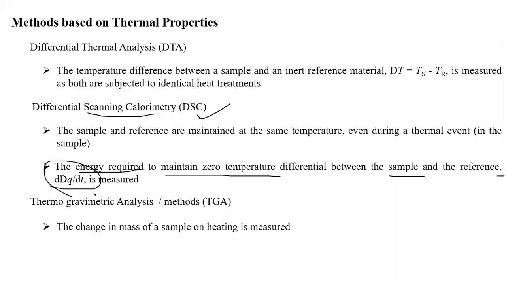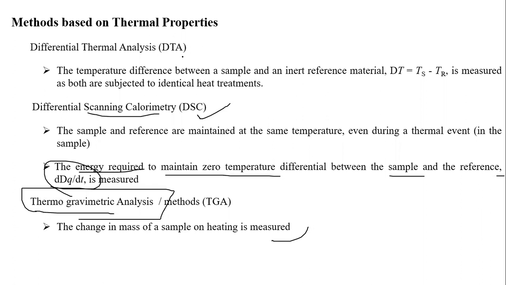Another one is called thermogravimetric analysis, TGA. Here, we will heat the sample and see how much mass is being lost by the sample. It's quite similar to gravimetric analysis in our regular chemical analysis. Thermogravimetric analysis means the change in mass of the sample on heating is measured. On heating, definitely there will be some loss of mass, so we will calculate how much mass is lost by that particular sample and check the difference in the mass. This is called thermogravimetric analysis.